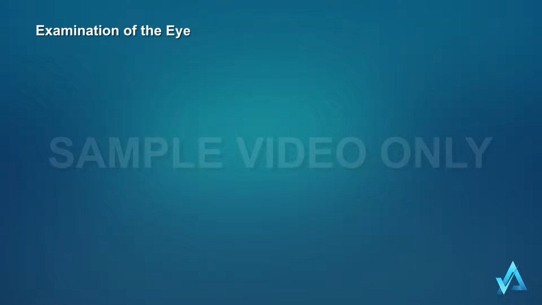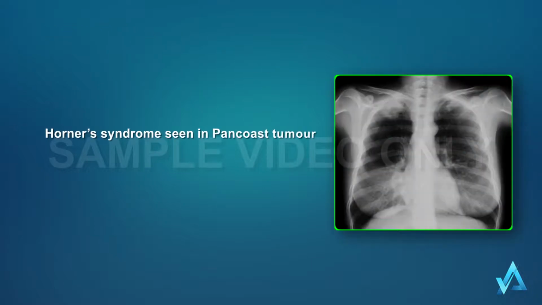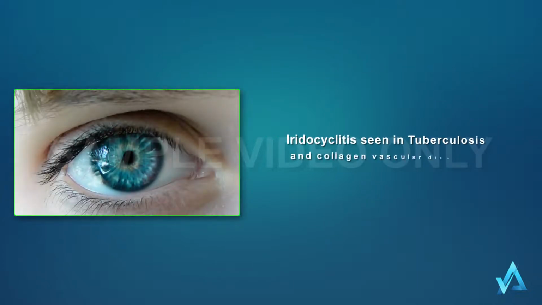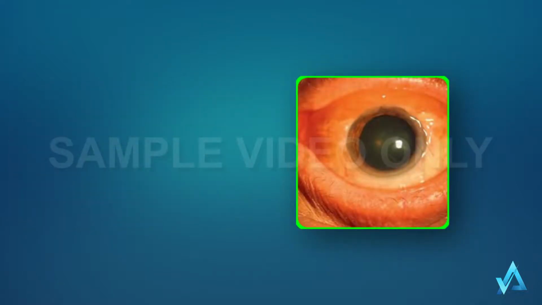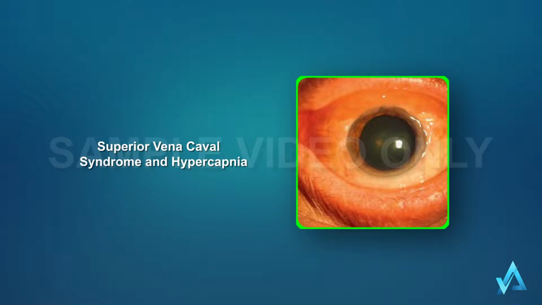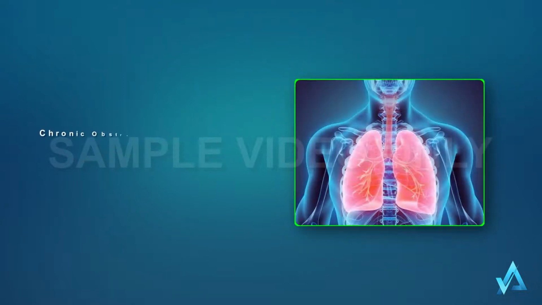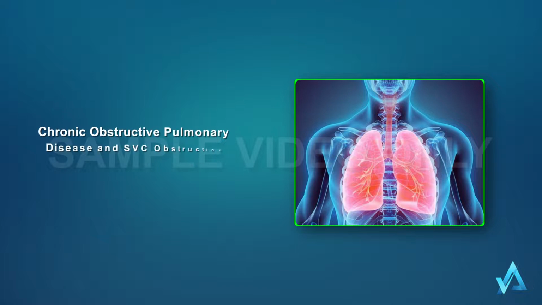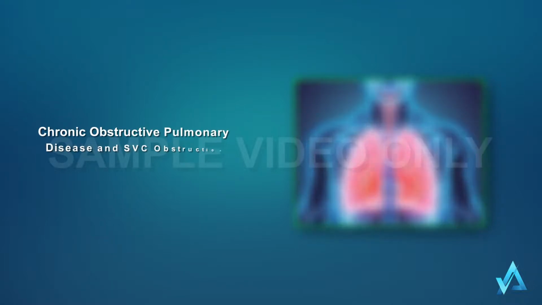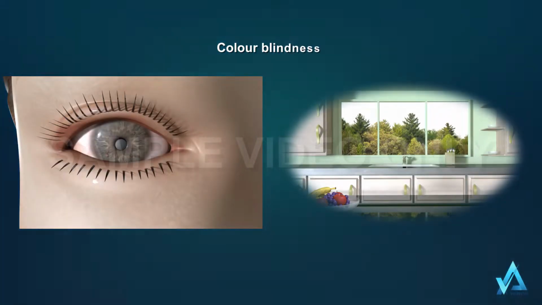Examination of the eye. Horner's syndrome is seen in Pancoast tumor, iridocyclitis seen in tuberculosis and collagen vascular disorder. Chemosis and dilation of retinal and conjunctival veins is seen in superior vena cava syndrome and hypercapnia. Papilloedema is seen in chronic obstructive pulmonary disease and SVC obstruction. Color blindness is seen with ethambutol.